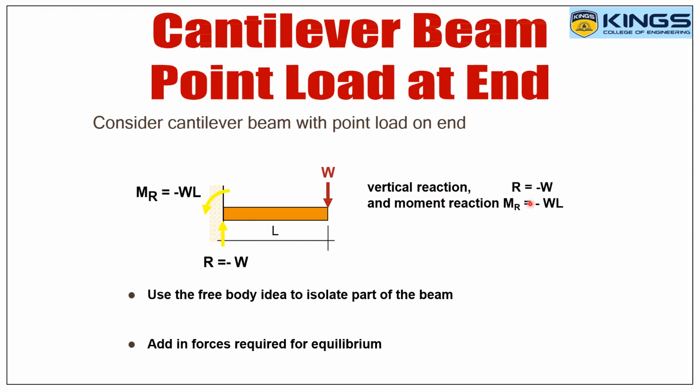So the vertical reaction will be negative of W, and the moment reaction MR is nothing but the negative of the load applied multiplied by the length of the beam.